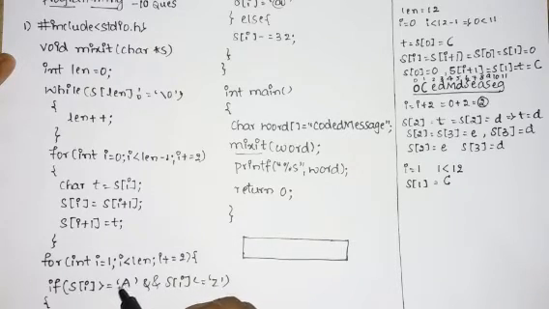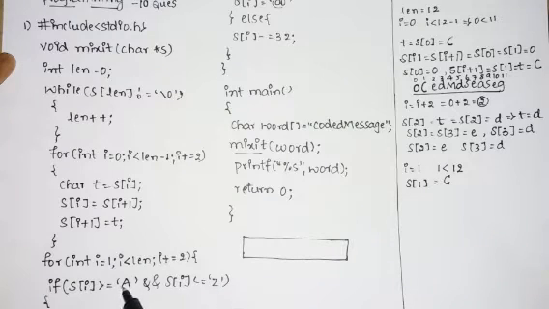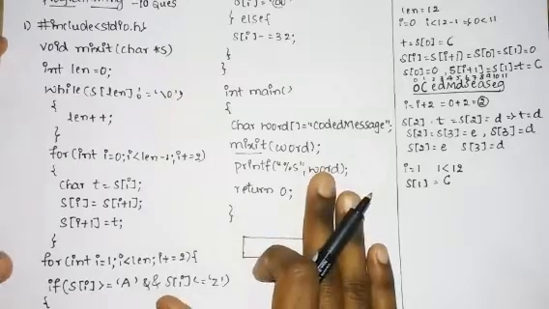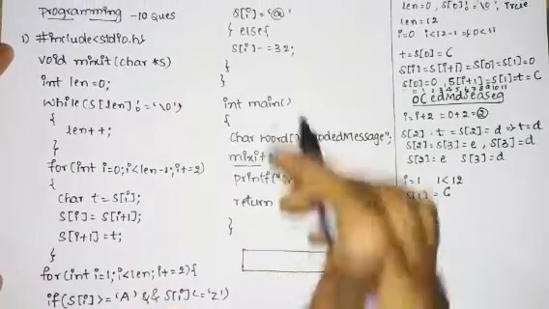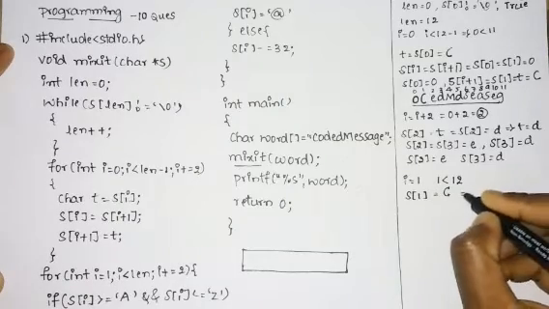So S of I, that is S of 1, we have C. Whether C lies within the range, greater than or equal to A as well as less than or equal to Z, which means whether capital C lies within the range A to Z. So the condition is true. If the condition is true, then we have S of I equal to at. So at the S of 1st position you are going to replace it with at.